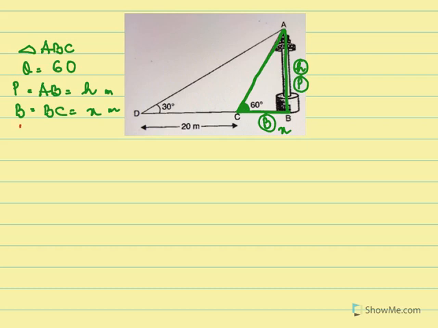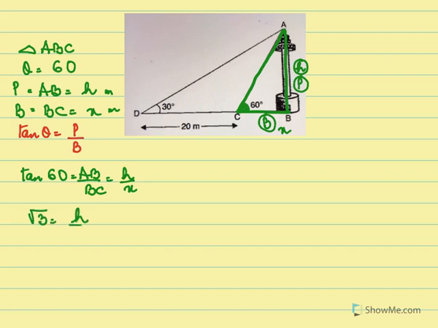We start with tan theta, perpendicular over base, which means tan 60, perpendicular we see is AB over BC, which is H over X. Tan 60 is root 3. Root 3 is H over X. So root 3 x equal to H, and we're going to use this a little later.